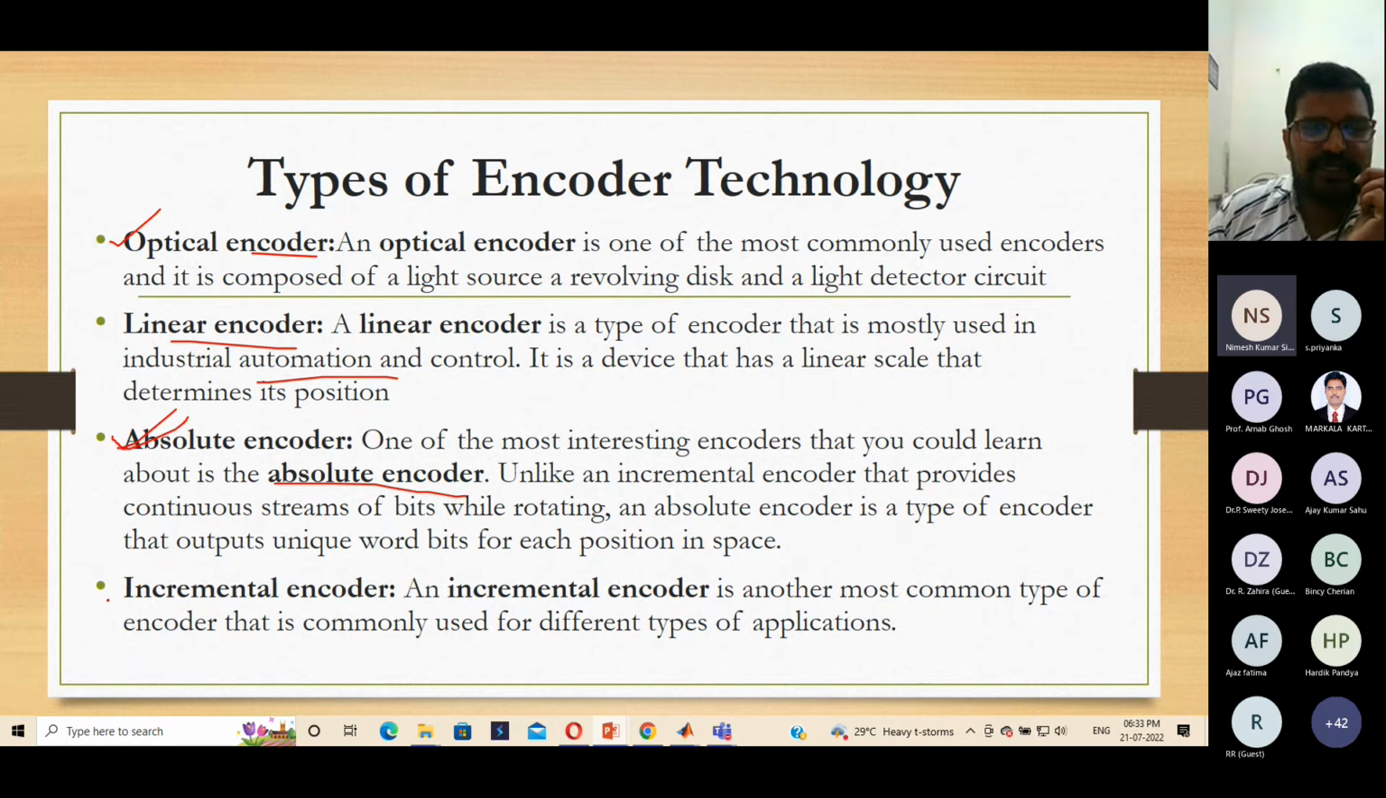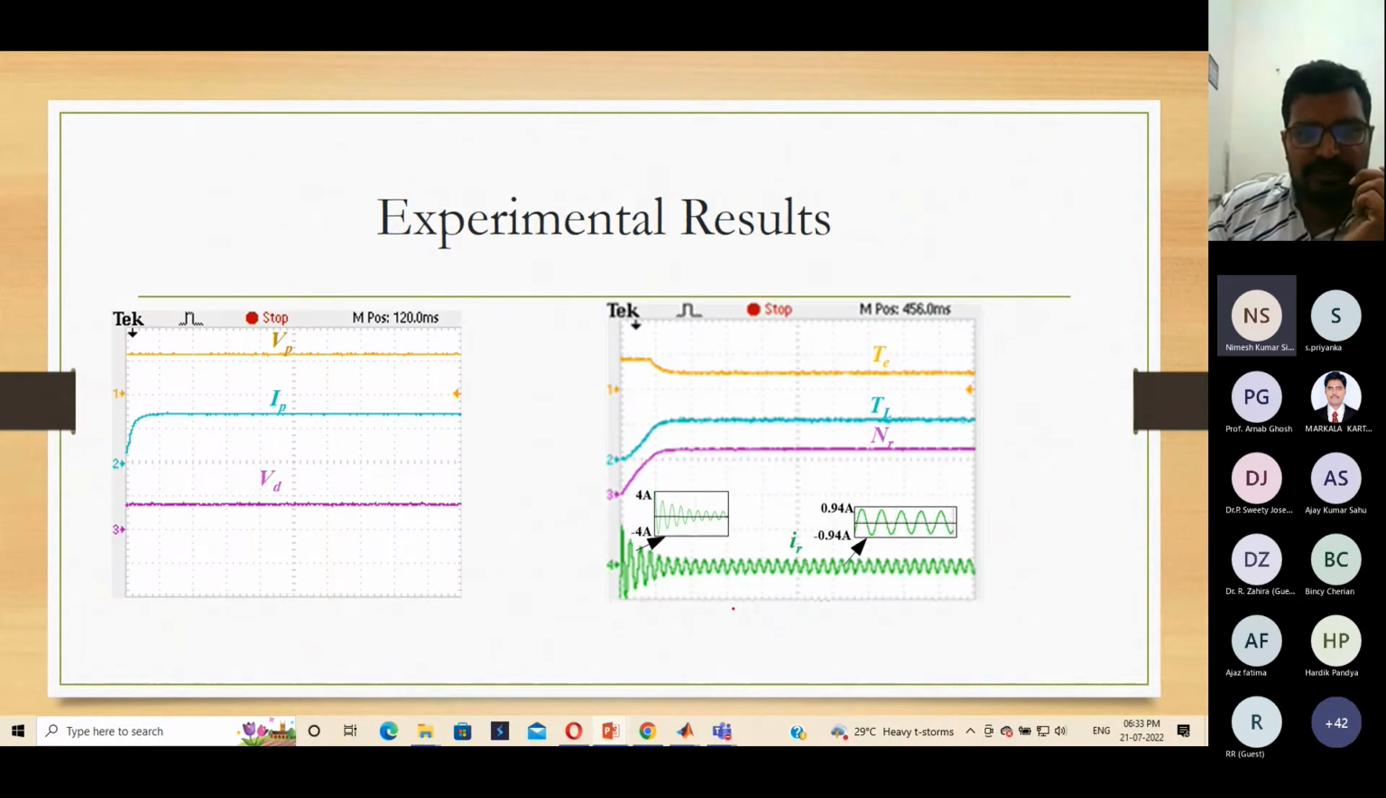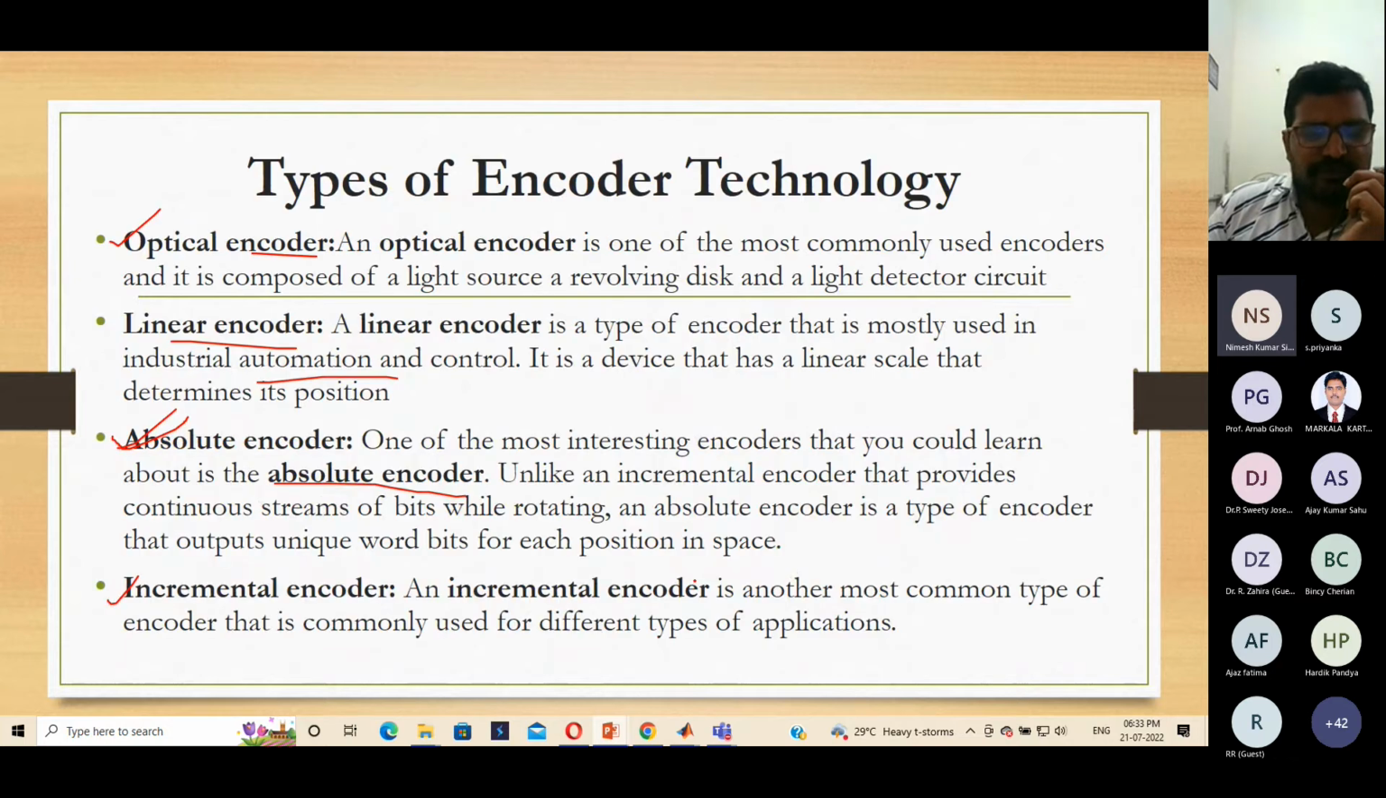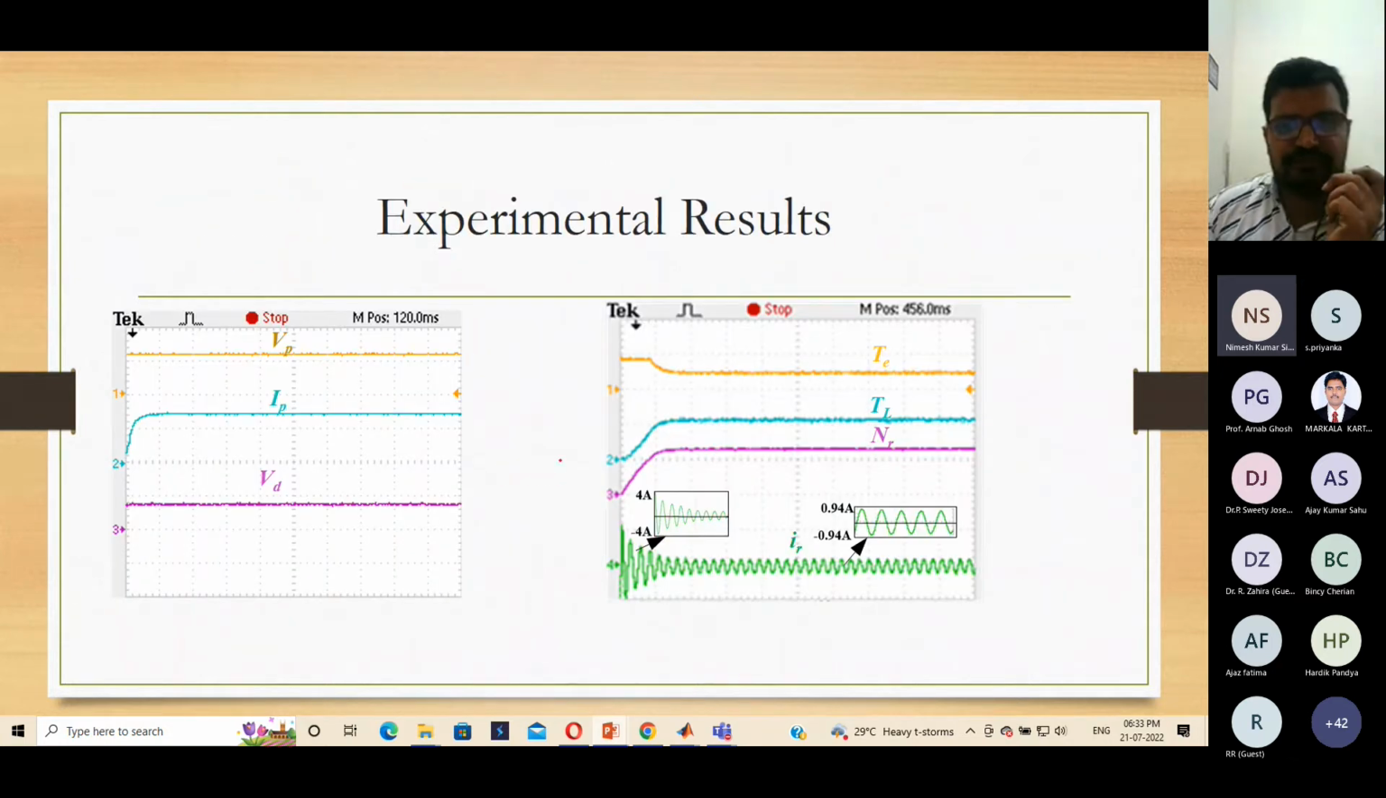Again, there is the incremental encoder. It is most commonly used for different types of applications where the speed keeps on increasing based on the encoder. Previously we showed the block diagram of the variable irradiation condition, which we performed experimentally. Here we achieved some results, which are given here.